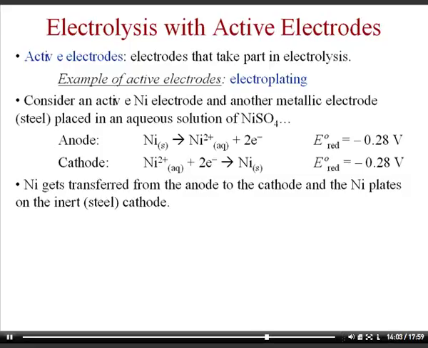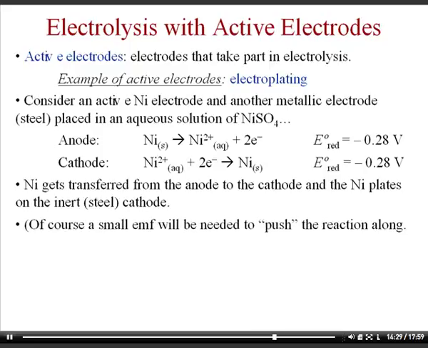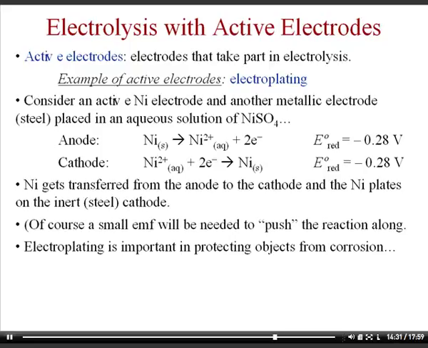Now, this doesn't have any E value when you calculate the reduction minus the oxidation, because it's obviously the same reaction occurring, just in reverse. So in order to get this reaction to occur, you need to pump in electricity. But what happens is that you have nickel transferred from the anode into the cathode compartment, and that's going to plate on this active electrode. It's going to be placed on the other metallic electrode, which is the steel. The active electrode is the nickel. And again, you'll need to push the reaction along with some electricity.